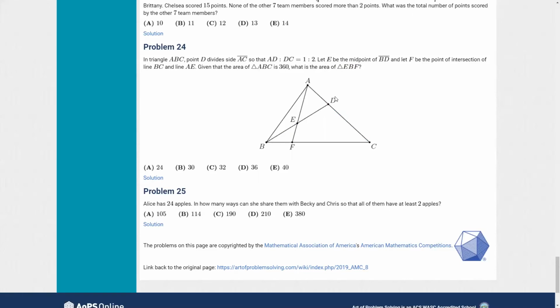Okay, and now we have the last question. The last question says, Alice has 24 apples, and in how many ways can she share them with Becky and Chris so that all of them have at least 2 apples?